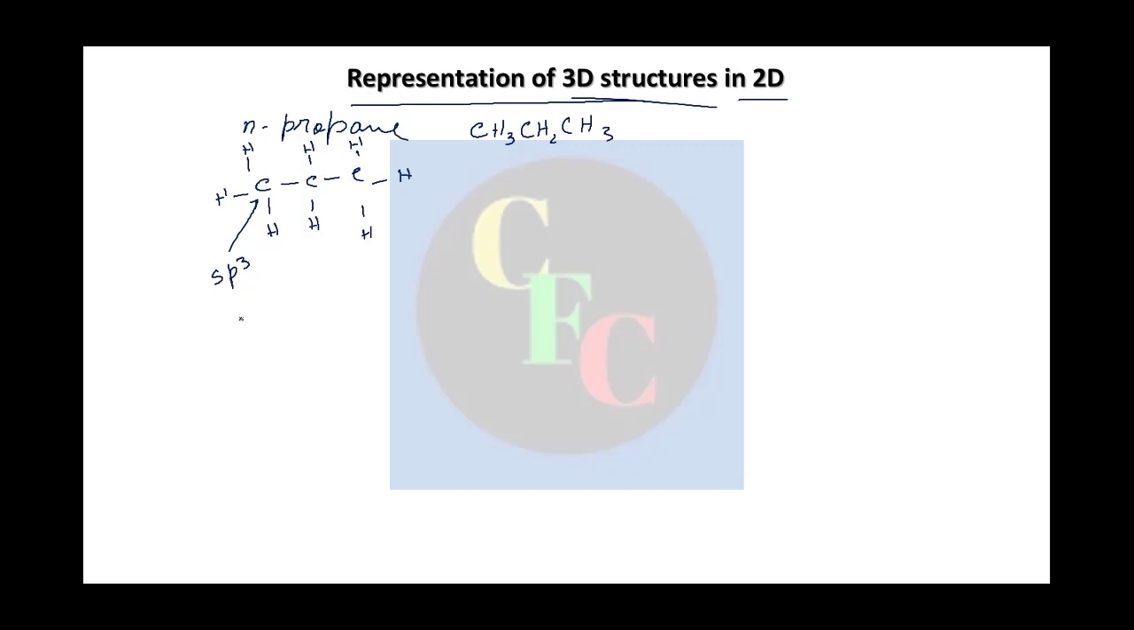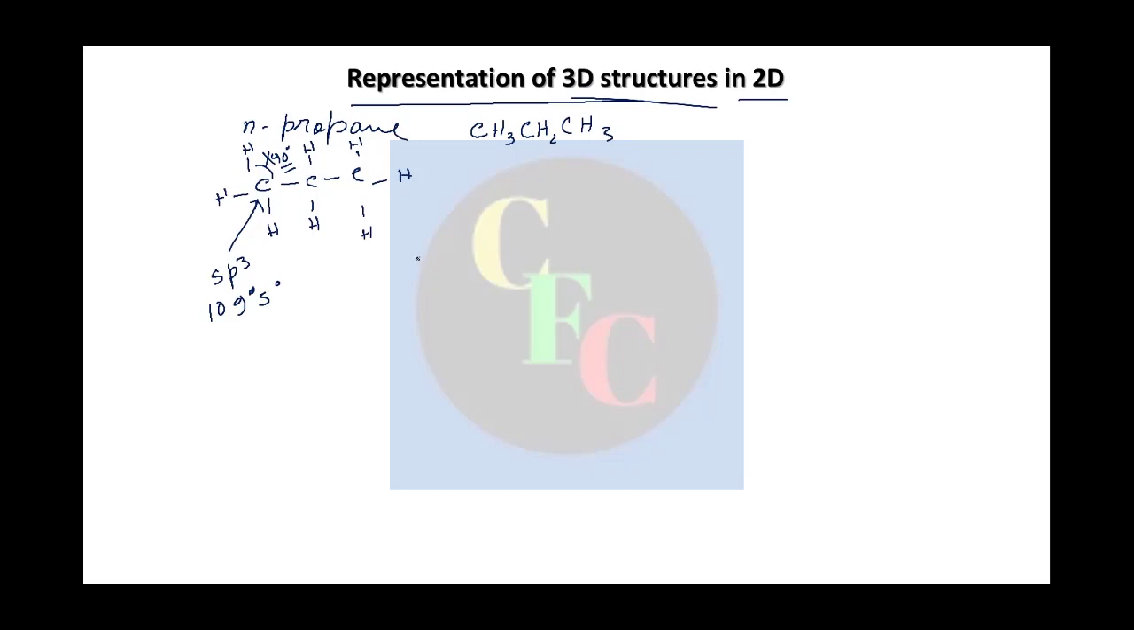Now for an sp3 hybrid carbon, the bond angles are what? 109.5 degrees. But you see in this diagram, it looks as if it is 90. So this is not the right way to depict its three-dimensional structure in a two-dimensional way.